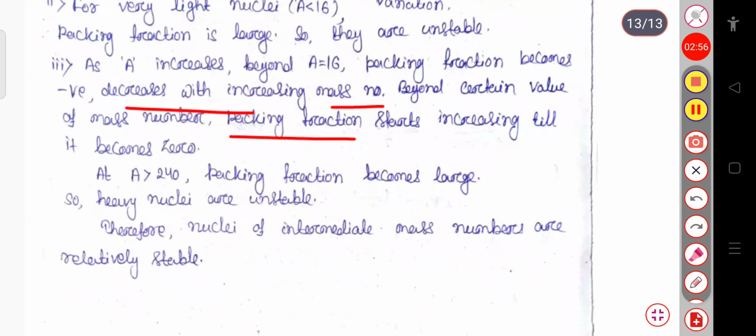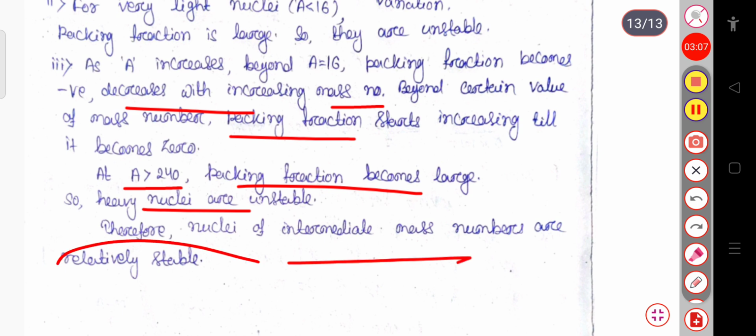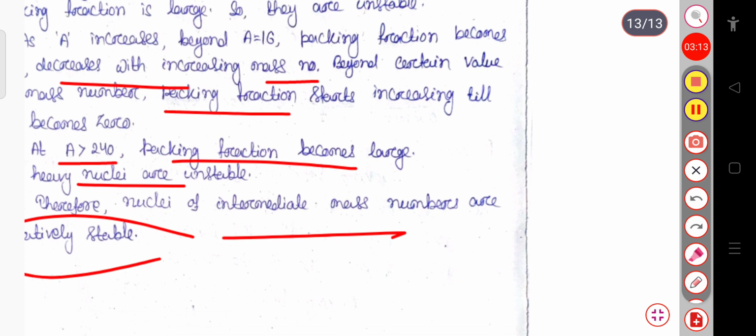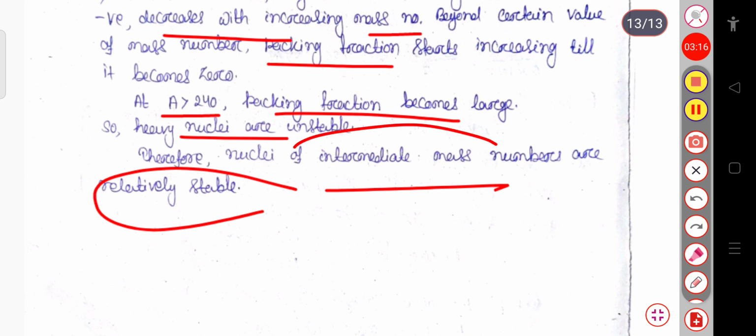At A greater than 240, the packing fraction becomes large. So the heavy nuclei are unstable in nature. Therefore, the nuclei of intermediate mass number are relatively stable. That is, neither the light nuclei nor the heavier nuclei are stable in nature; rather, the intermediate mass numbers are relatively stable.